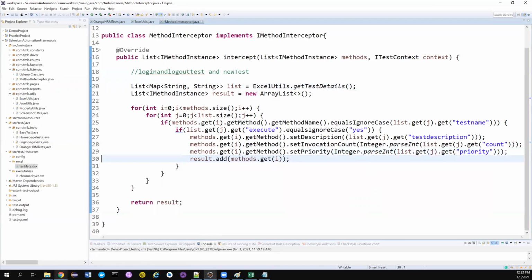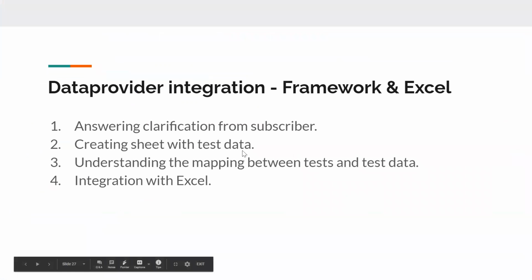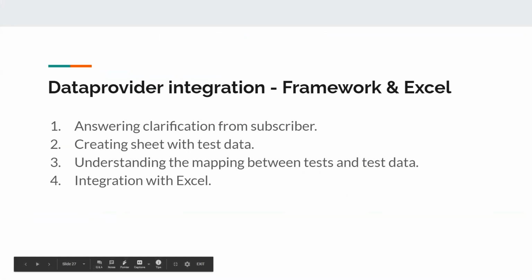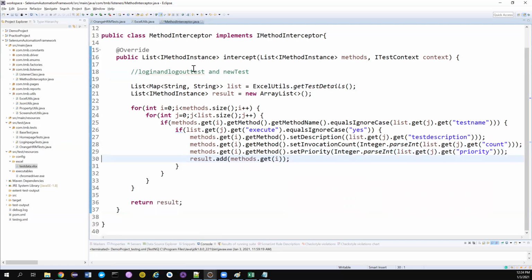Good. Now we will share this. Next we will create an Excel sheet with all the test data for our data provider to read. We'll also understand how the mapping works, and then we'll also see the integration of the data provider and Excel. So this is going to be the agenda for today's session. Now let's go back here.